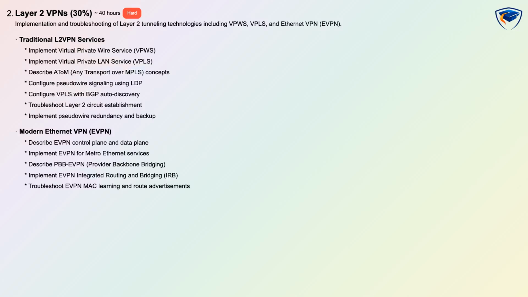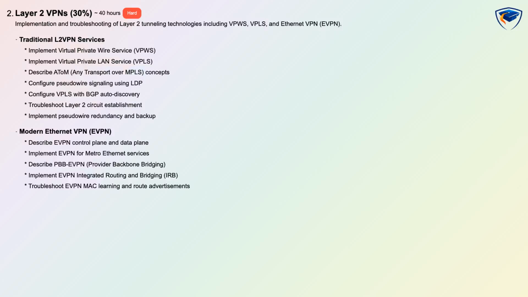Layer 2 VPNs represent 30% of the exam, are rated hard, and expect about 40 hours of hands-on and conceptual work. You will implement traditional L2 VPN services like VPWS and VPLS, learn Any Transport over MPLS concepts and configure pseudo-wire signaling using LDP. The course also covers VPLS with BGP auto discovery, circuit establishment troubleshooting, and pseudo-wire redundancy and backup techniques.